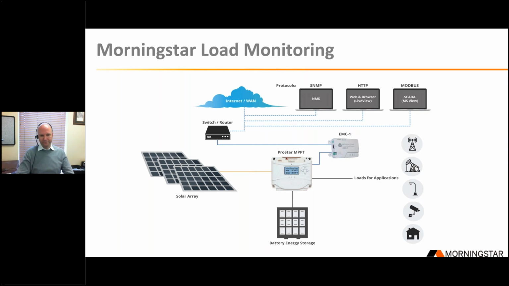So here's a really well-formed system diagram that shows a lot of the communications. You've got your storage, the ProStar PPT handling everything for a variety of applications. You've got the EMC1 providing IP-based connectivity through a router to the internet. And then you have the capability of monitoring a graphical web page with HTTP. You can get Modbus data if you're in the SCADA camp. If you're in the telecom camp, you can go SNMP and use your network management system to actually get that data natively right into your existing tools. So there's really a lot of options.